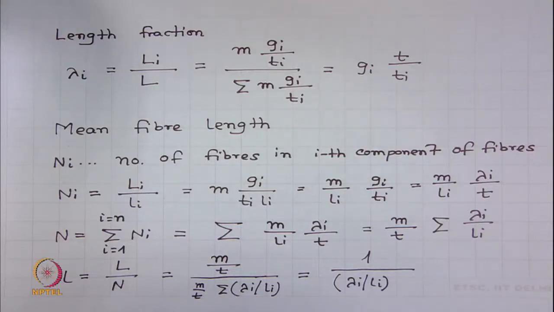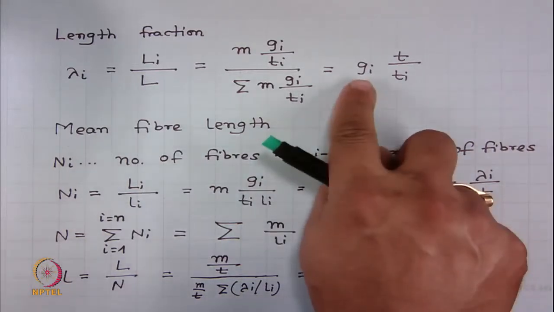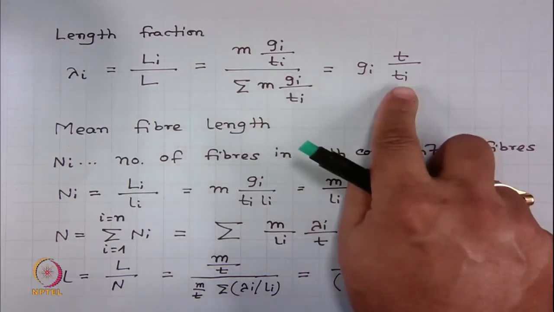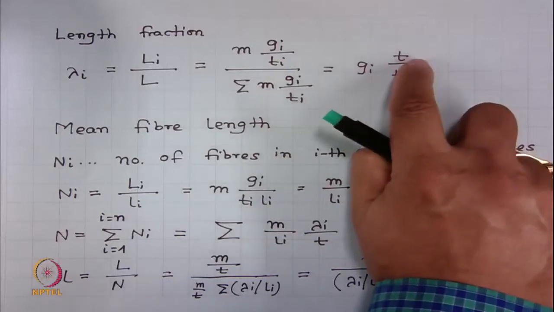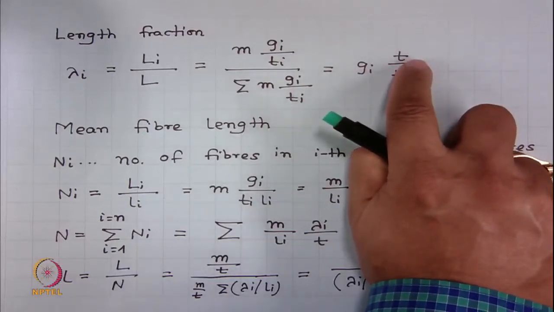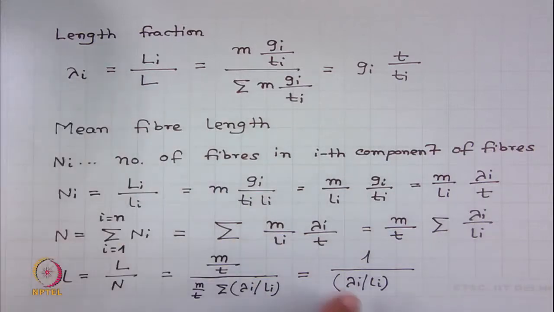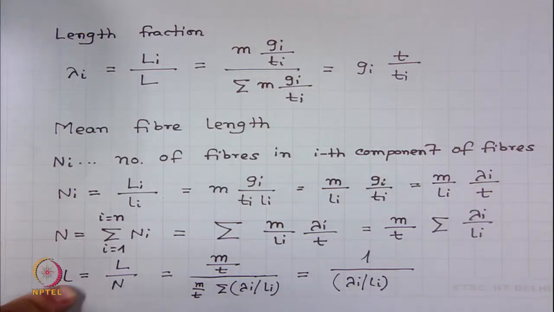So, if we know mass fraction of ith component fibers, if we know fineness of ith component fiber, if we know the average fineness of fibers in the blend, we can find out length fraction. If we know length fraction, if we know individual length of ith component fibers, we will be able to find out mean fiber length.